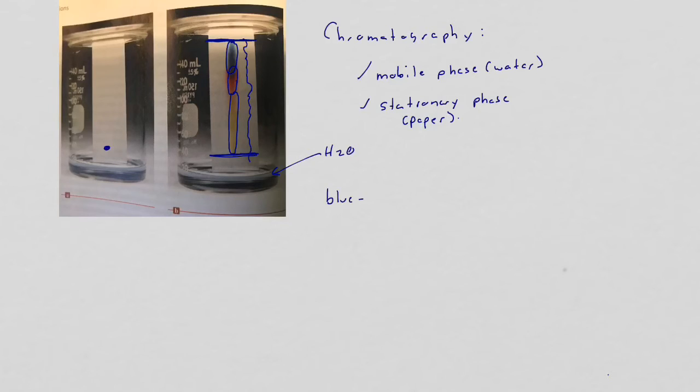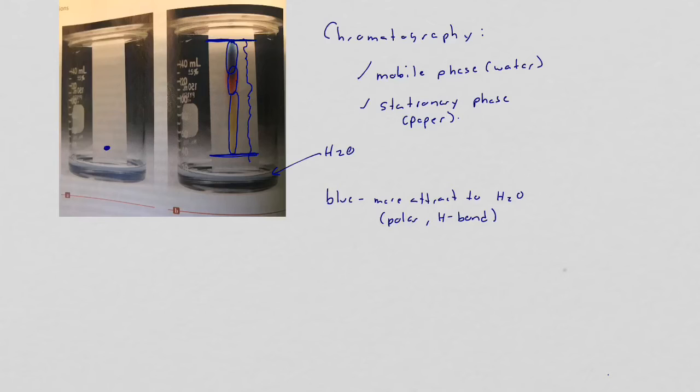So the blue is more attracted to the H2O. And that probably means the blue stuff is probably polar. Maybe it can hydrogen bond. It probably has more similarities to the water than the other molecules. The other molecules probably are more attracted to the paper. I mean, like the yellow is more attracted to the paper because it's more attracted to the stationary phase. And therefore, it didn't move with the water because it was sticking to the paper.